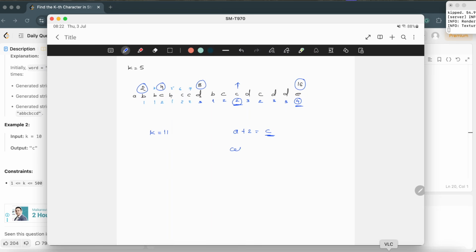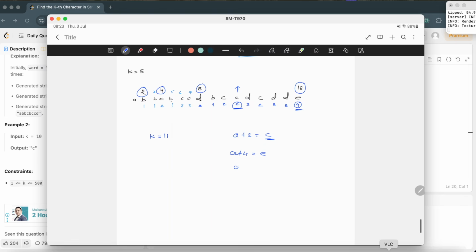So if I add a plus 4, it is going to be e, correct? If I add 3, a plus 3 is basically d. So we just need to figure out these shifts. If we are able to get at which pace it was getting shifted, our answer is done. And if we observe carefully, it is happening in multiples of 2.